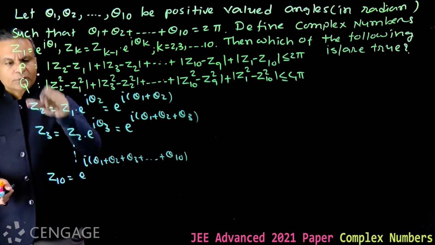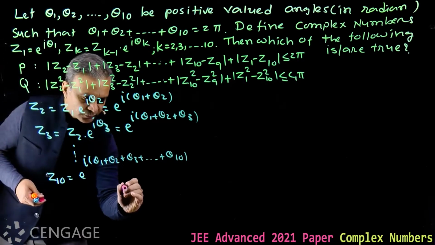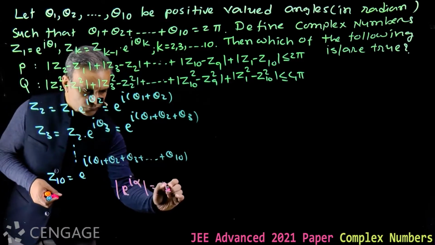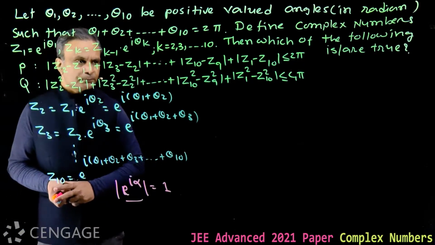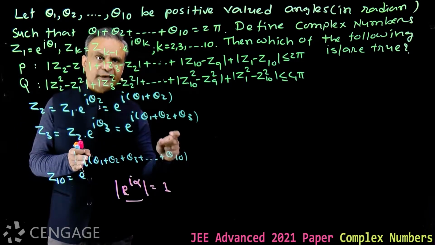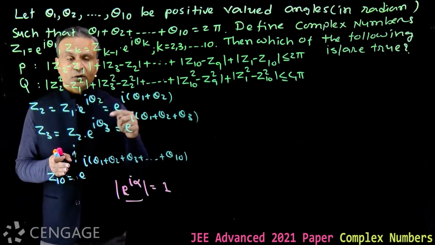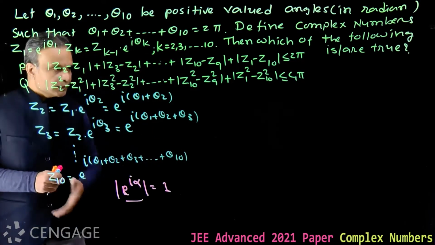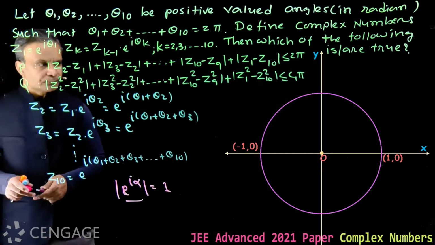Now the modulus of each complex number is 1 because each complex number is in the form e power iota alpha. This is cos alpha plus iota sin alpha, and its modulus is 1. So all these complex numbers lie on the circle whose radius is 1 and center is 0. The modulus of every complex number is 1, so all these complex numbers will be on the circle whose radius is 1 and center is the origin. So here we have the circle on the Argand plane whose radius is 1, center is origin.